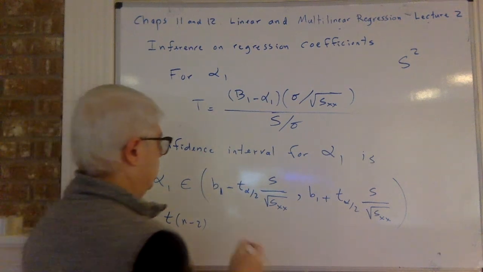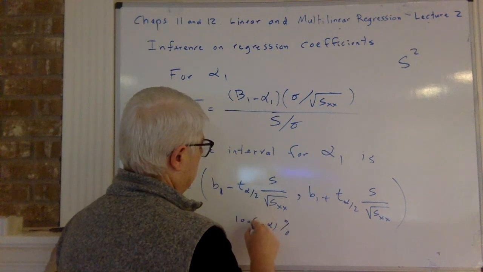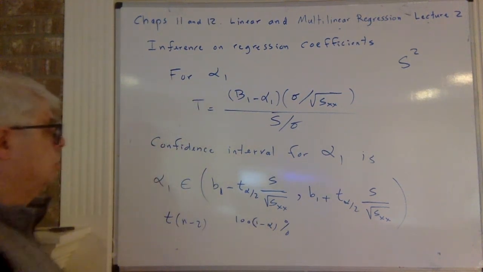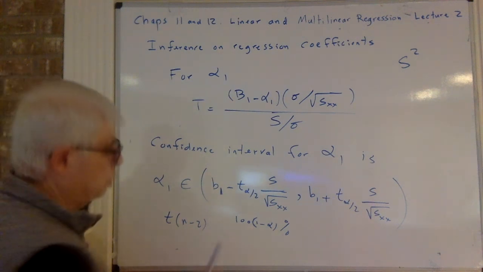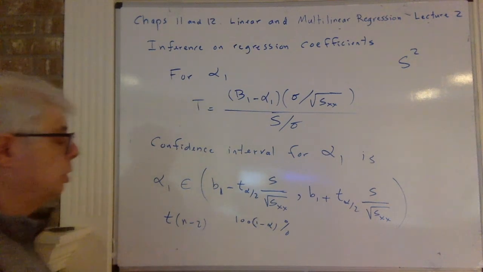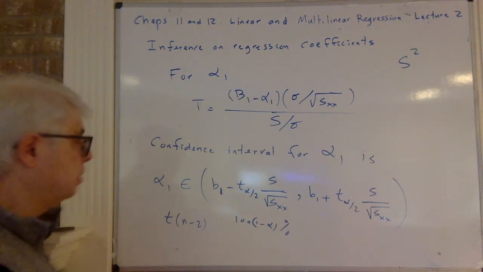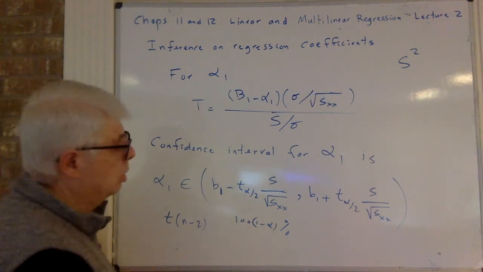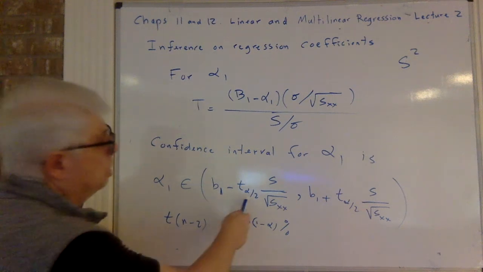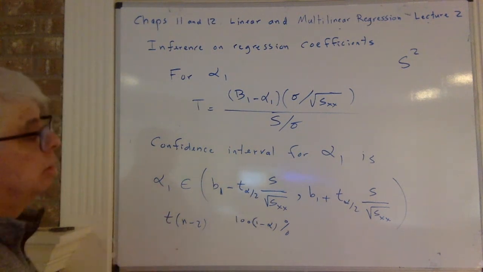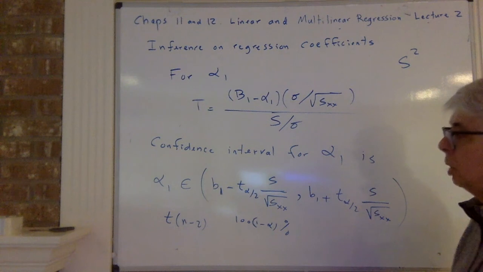So with 100 times (1 minus alpha) percent confidence, alpha 1 belongs to this interval. So this might be 95%, 99%, or 0.95, which means with probability 0.95, alpha 1 lies in this interval. If you change that to 99%, you're changing the t alpha over 2, so you will get a wider interval. Okay.